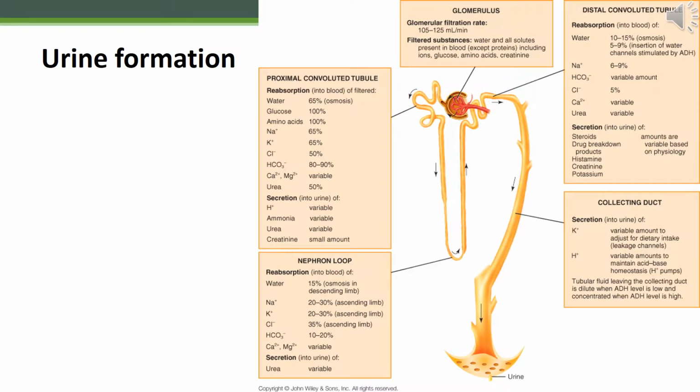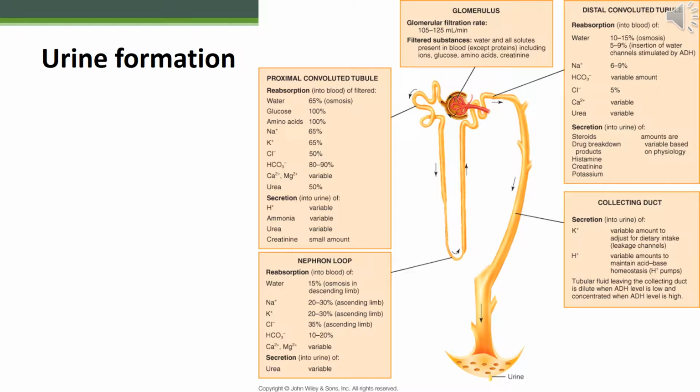This picture just summarizes urine formation, and it also tells you what urine formation process is taking place in each part of the nephron. So at the glomerulus, filtration is carried out, and at the proximal convoluted tubule, it's mostly involved in reabsorption, but also secretion of these ions and other chemicals into the urine.